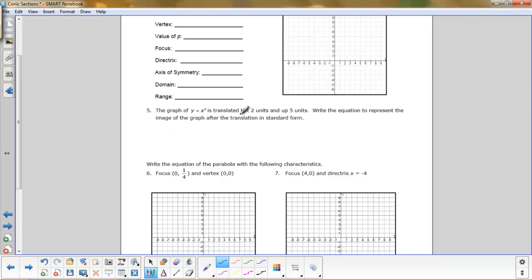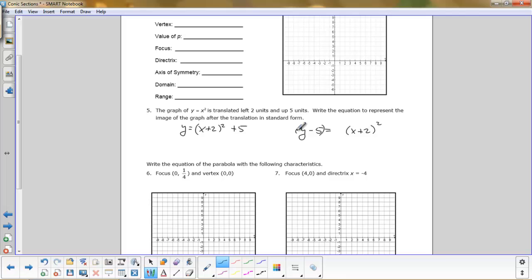Okay, so the first thing I want to do is represent the translation as y equals x plus 2 squared plus 5. The next thing I want to do is rewrite it in standard form. So that means that the y and the 5 must be together. So I get y minus 5 equals x plus 2 squared. So right here, the value of p is 1, or the value of 4p is 1.